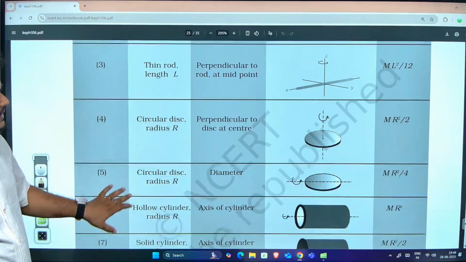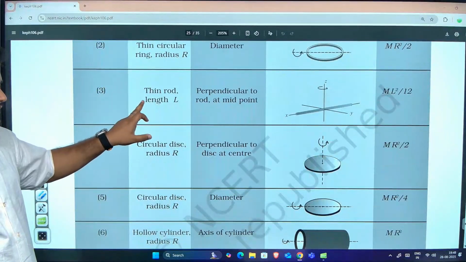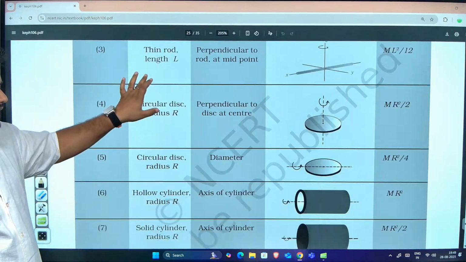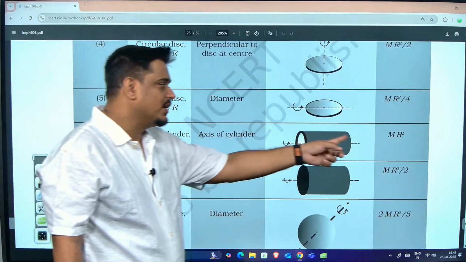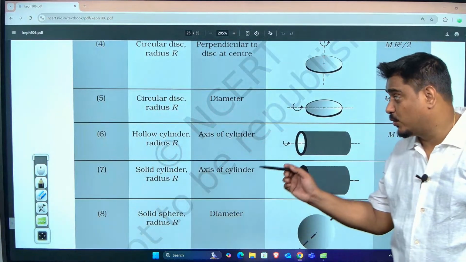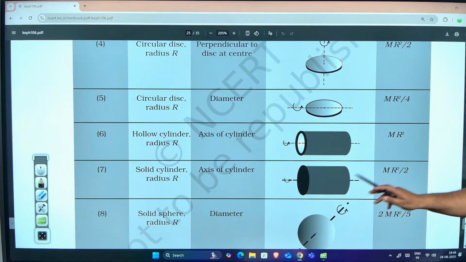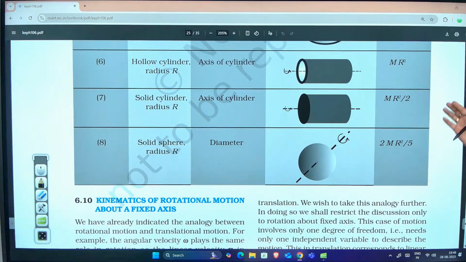What you should remember is this ring perpendicular to the plane, this thin rod, circular disc, and this hollow cylinder. Hollow cylinder, what is the value? Mr square, if it is passing through the axis of cylinder. If it is a solid cylinder, Mr square by 2. If it is a solid sphere, 2 by 5 Mr square. Okay? Maybe we will have hollow sphere also, but not there in your syllabus. Again, Sunday it will come.